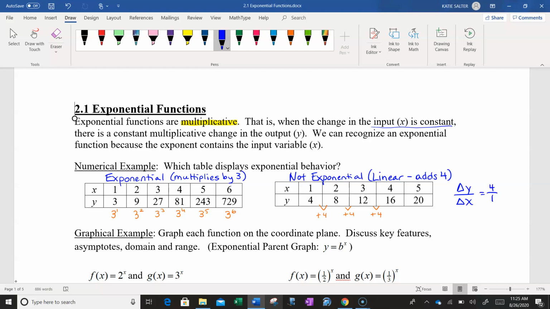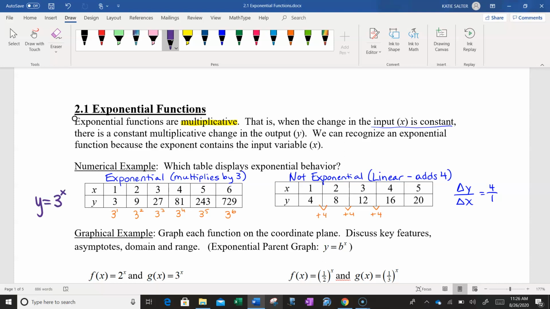Looking back at the first one, if we wanted to write a function that would represent this, you can see that's 3 to the first power, 3 to the second power, 3 to the third power. And if you notice, the exponents on these 3's match the input value. So the function that would describe this is y equals 3 to the x.